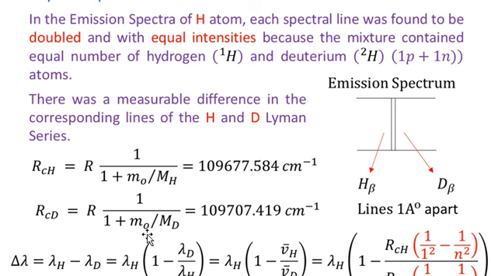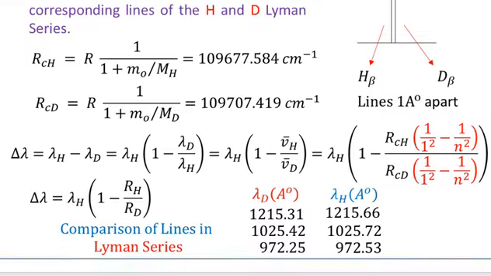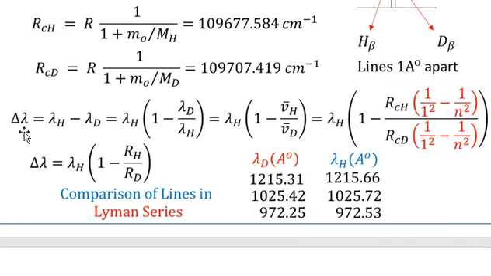So if you specify these values, you will get the value of R_C, the corrected value of R for the deuterium atom, equal to 109707.419 centimeter inverse. You can use these two values in the Lyman series formula, and delta lambda, the difference between the wavelengths due to the hydrogen atom and the deuterium atom, will be equal to lambda_H minus lambda_D.